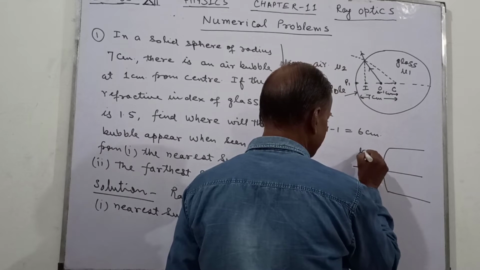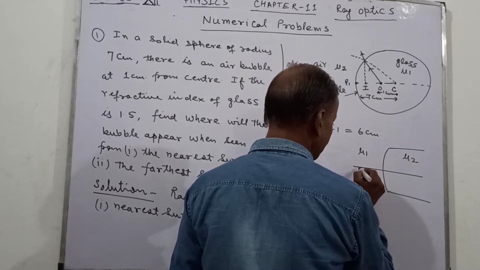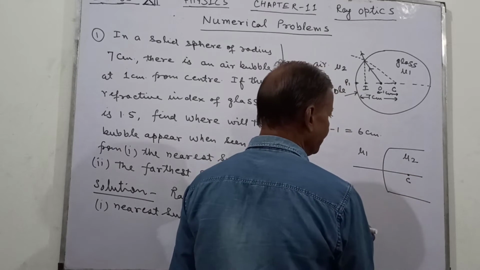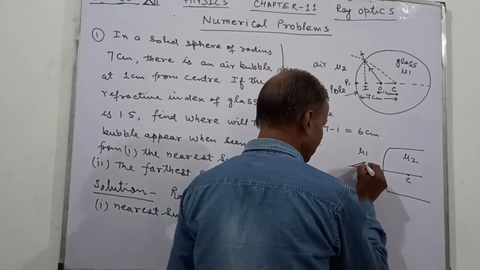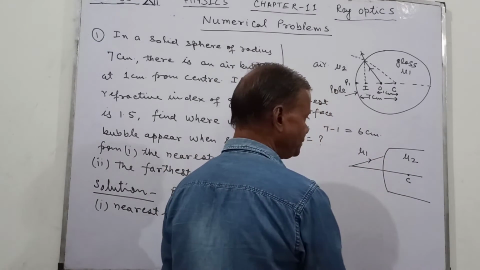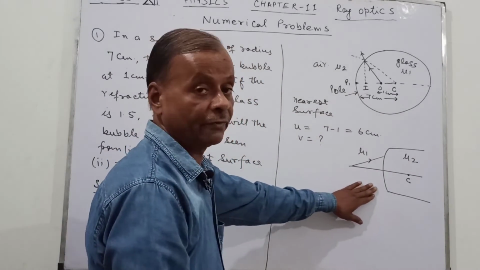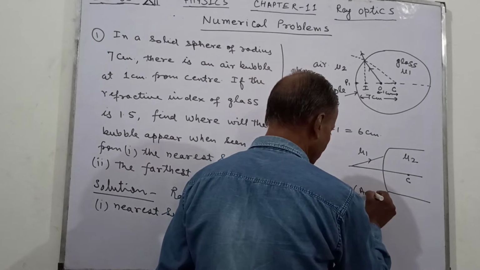This is now mu1, this is now your mu2. So this is now the object. It is the radius, here the C. This is just opposite. Here the light ray will go from here. So this is the air. This is what is given in our book, according to the book.